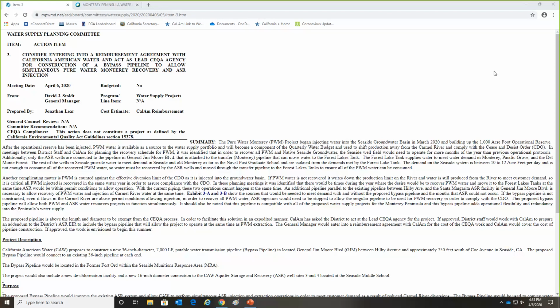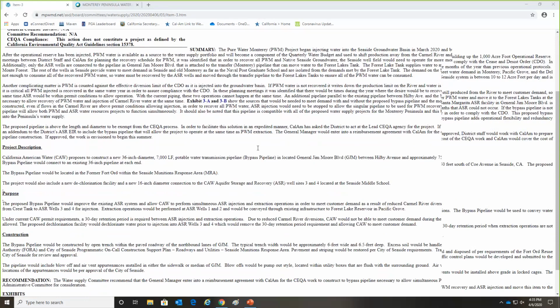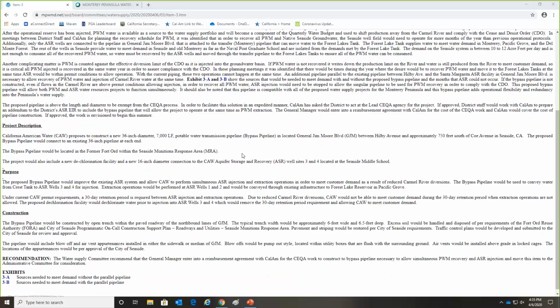Can you remind me how much that cost? The Carmel Valley pump station? Yes. The actual all-in costs, I don't have it in front of me at the moment, but I believe it was around about 4 to 5 million. Okay, thank you.